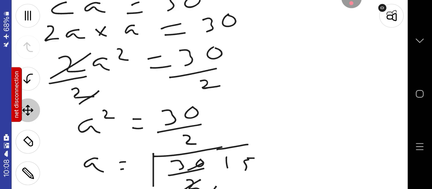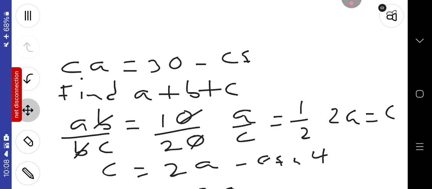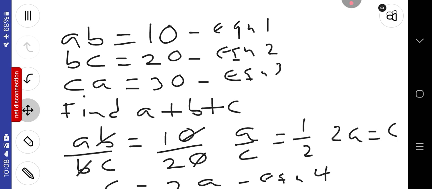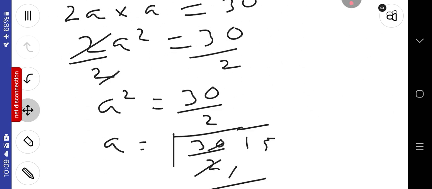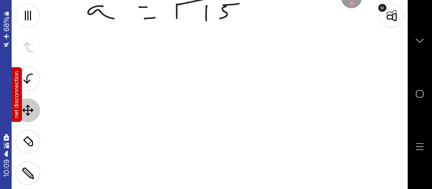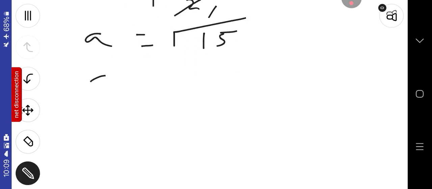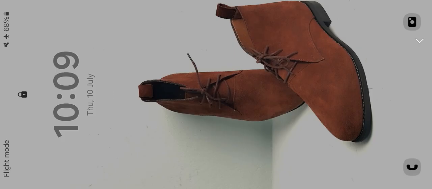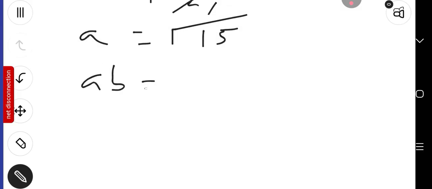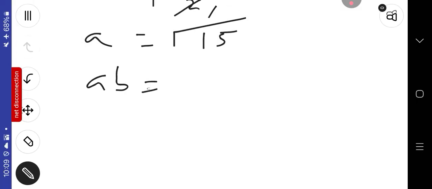Now we know the value for A. Now let's go back to our previous equations. We have already said that AB is equal to 10 in equation 1. So we can put the value of A into equation 1 and find the value of B. So from equation 1, AB is equal to 10. Are you there?